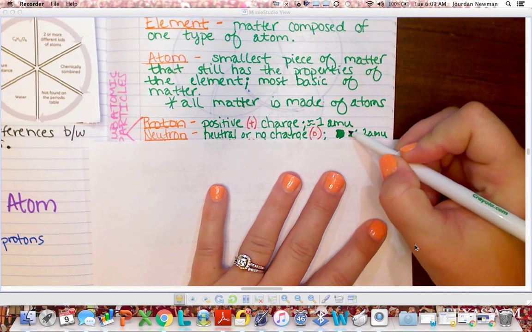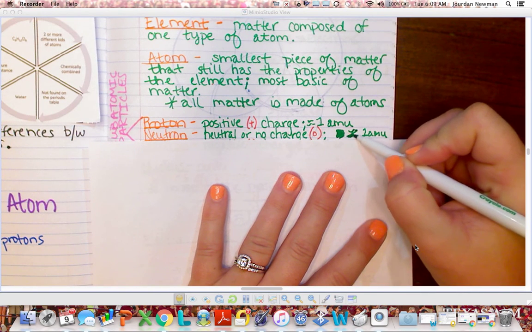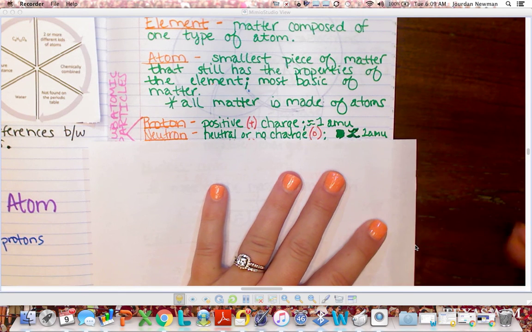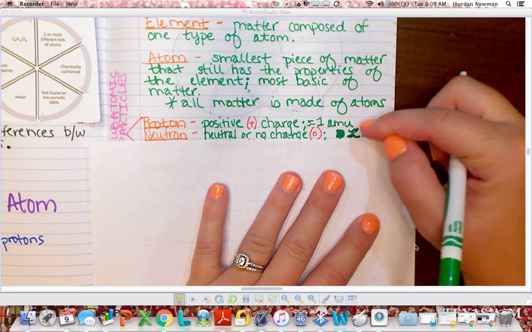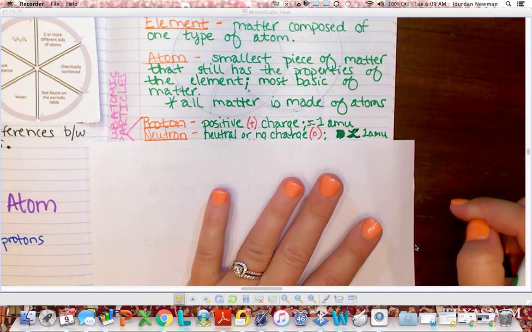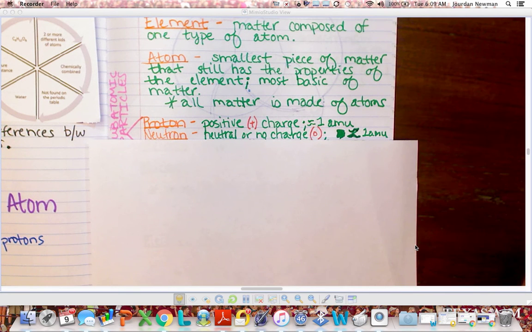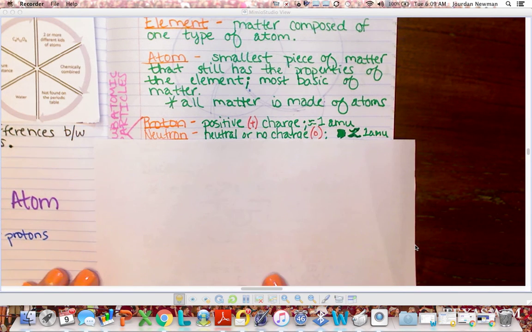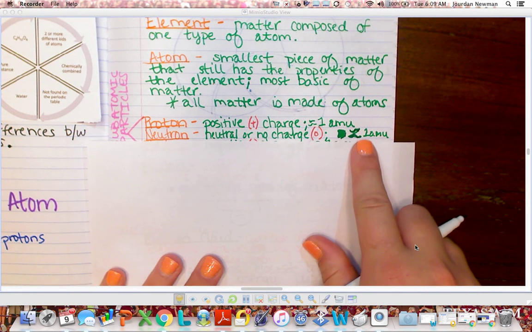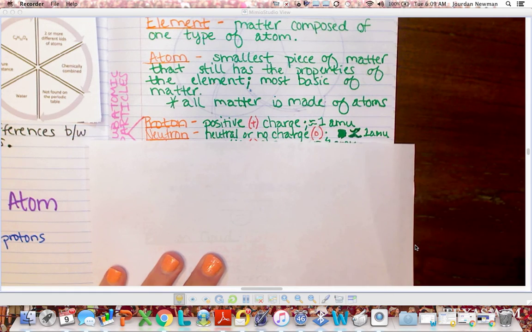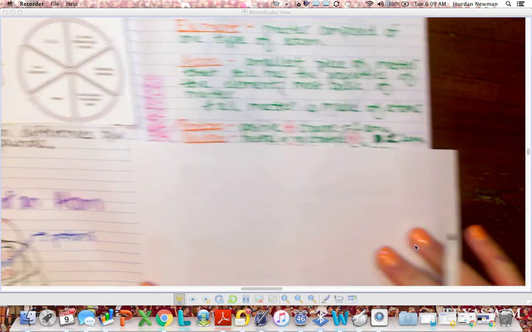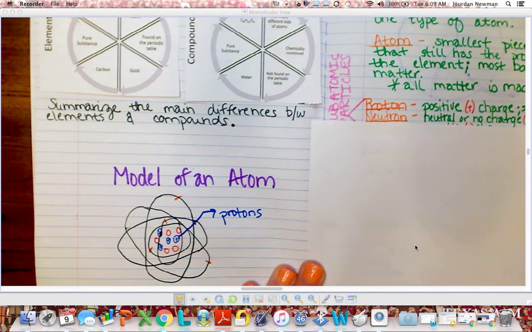And this is not correct. Let's change this. A neutron is approximately about 1 AMU as well, 1 atomic mass unit. So our protons and our neutrons are almost the same size. They're a little bit different as far as mass goes, but they're almost the same size. So we need to make that change right here. They're approximately 1 AMU as well.